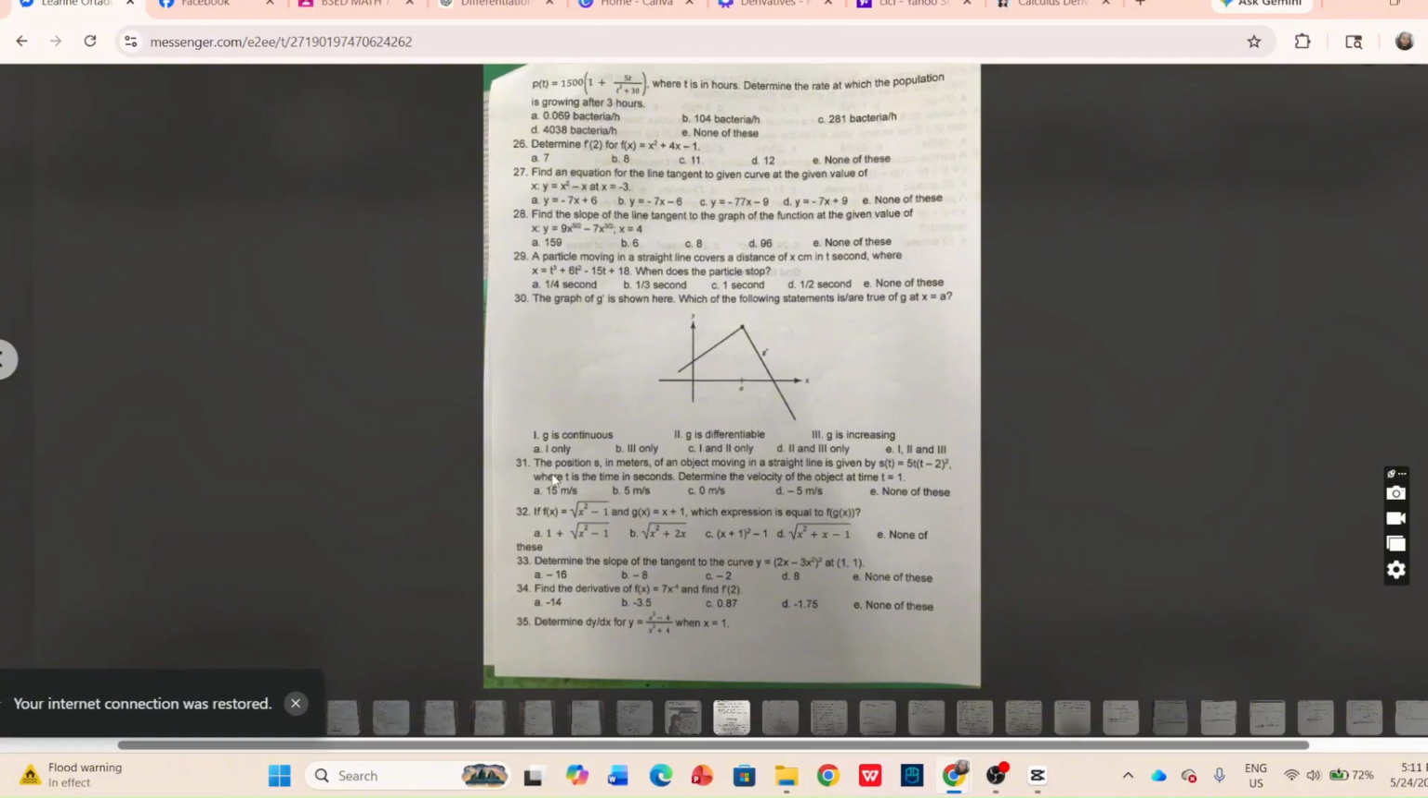Number 31. The position S in meters of an object moving in a straight line is given by S of t equals 5t times the quantity of t minus 2 to the power of 2, where t is the time in seconds. Determine the velocity of the object at time t equals 1.